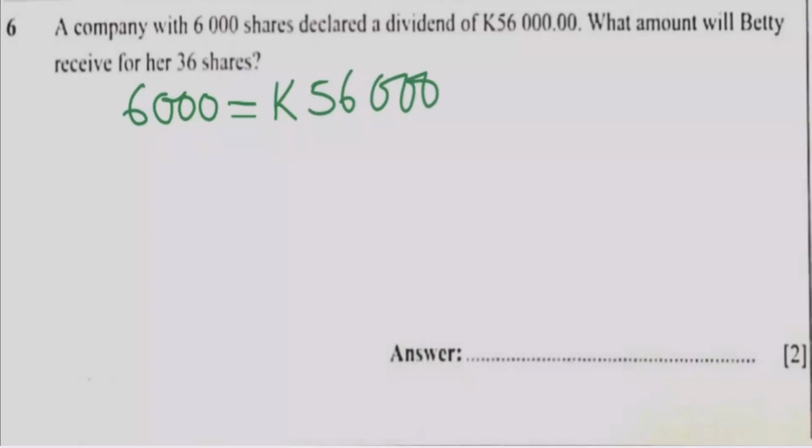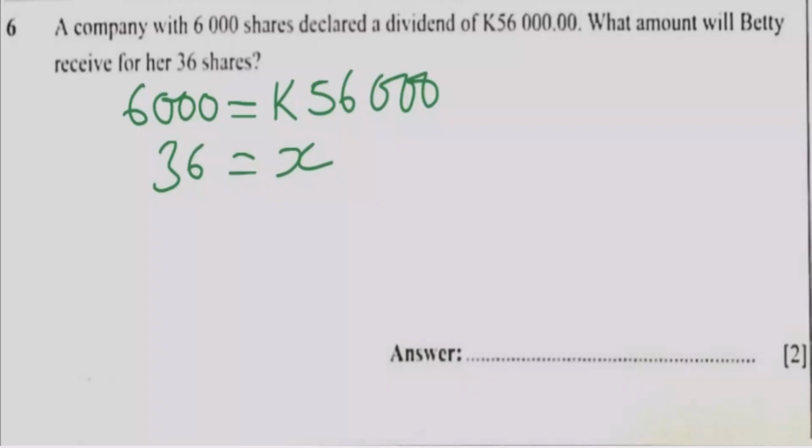Okay, so to find the correct answer for this one, we're going to say 6,000 shares is equal to a dividend of 56,000 kwacha. Now how much will BET get for 36 shares? So she has 36 shares. How much is she going to get? We don't know, so we call it X.